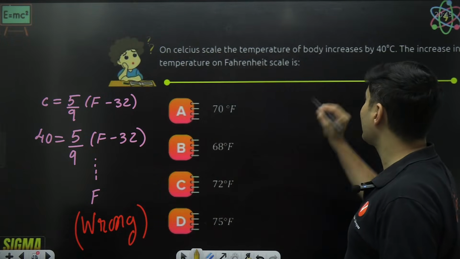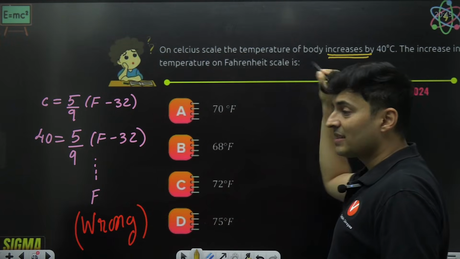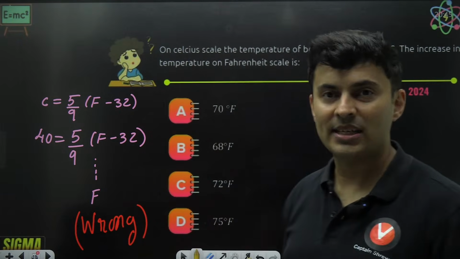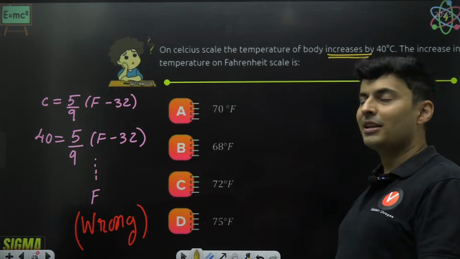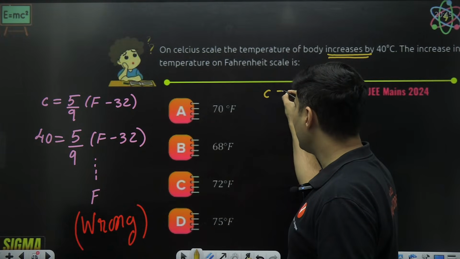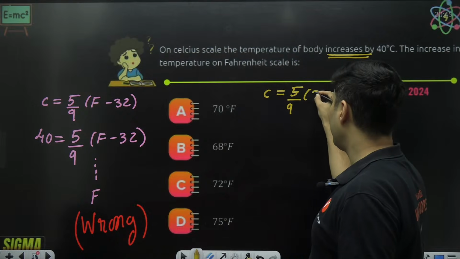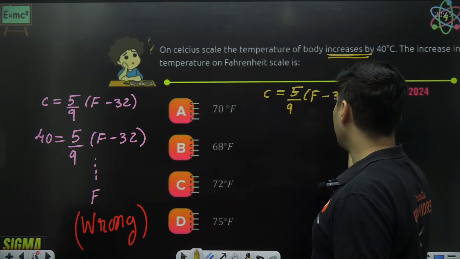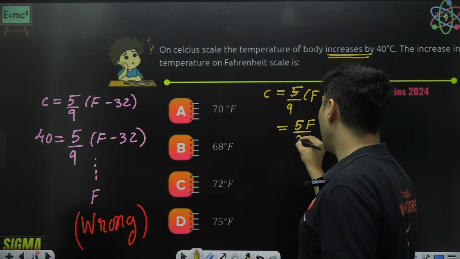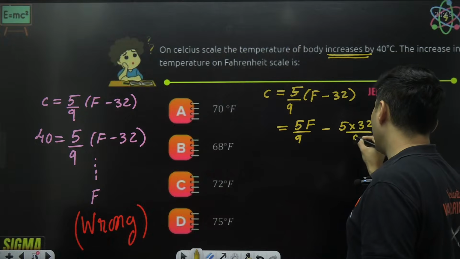The crux is the word "increased". This word makes a big difference. The change in the temperature is asked, so you need to be very, very careful. So what to do now, sir? See, Celsius is 5 by 9 into F minus 32. You just open up the brackets, so it will become 5F by 9 minus 5 multiplied by 32 divided by 9.